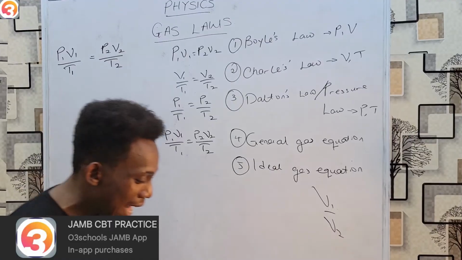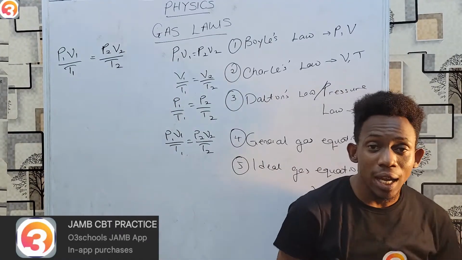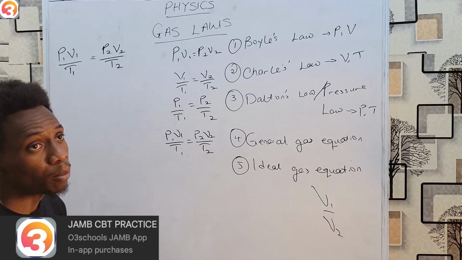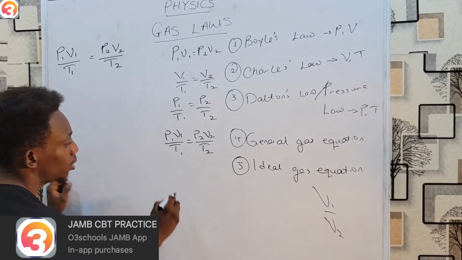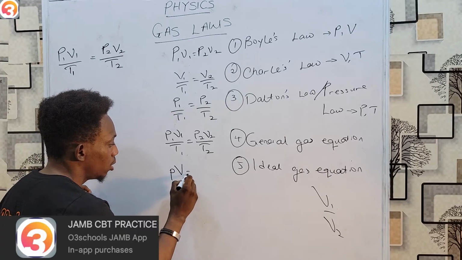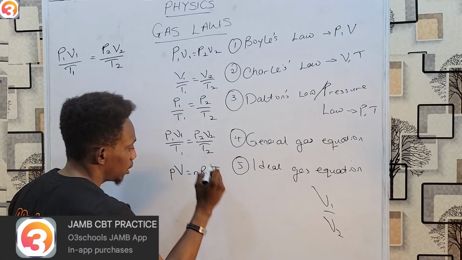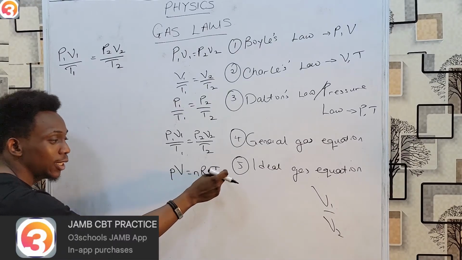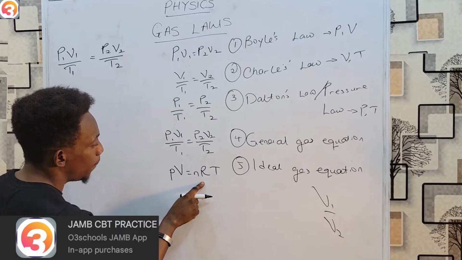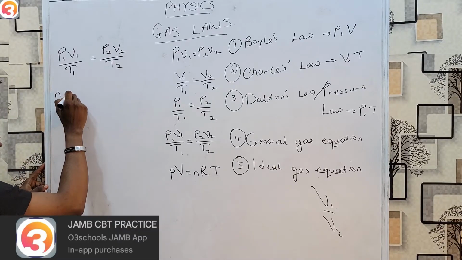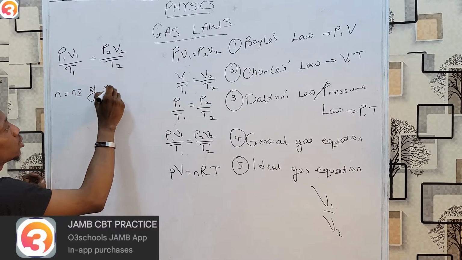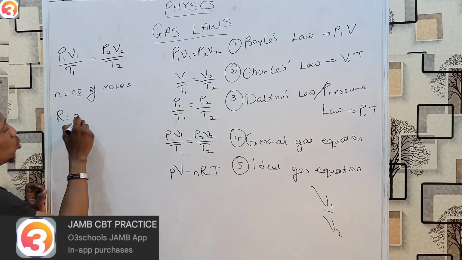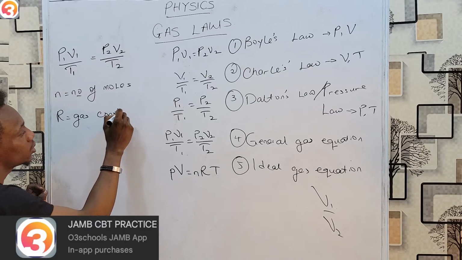And last but not least, the ideal gas equation. Assuming the gas behaves ideally, you know what ideally means? Perfectly, which we don't really live in a perfect world. But if it was perfect, then PV equals nRT. P is the pressure as before, V is the volume, T is the temperature in Kelvin, but n in that case represents the number of moles of the gas, while R represents something known as the gas constant.